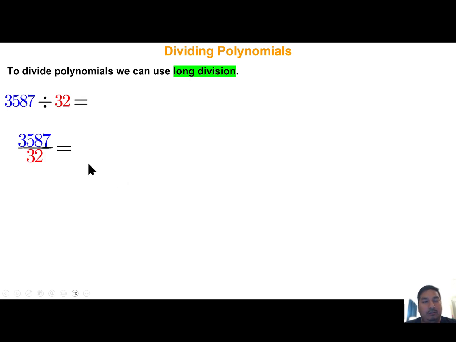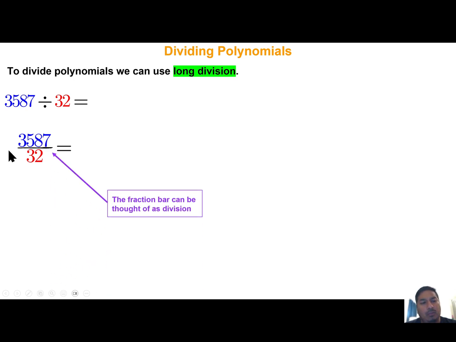Let's say you want to divide these two numbers, or maybe you have a fraction. This also means division. A fraction can be thought of as division as well. So regardless of which situation you're in, you can rewrite this to use long division. And to use long division, we use the algorithm, the process, the steps, which was divide, multiply, subtract, and bring down. We keep repeating this process until we can no longer divide the number.